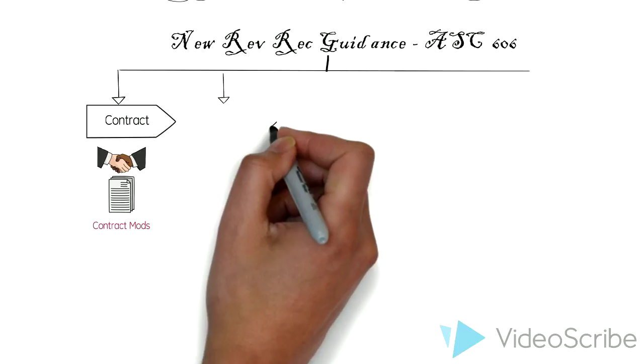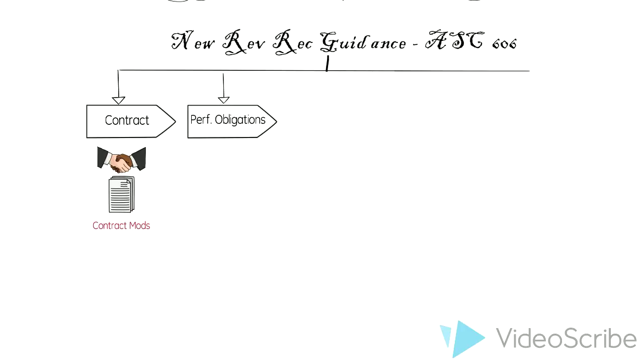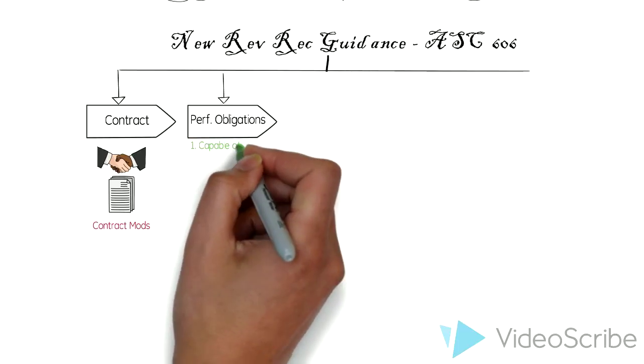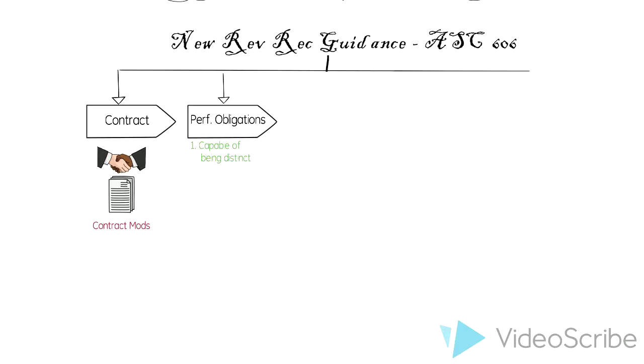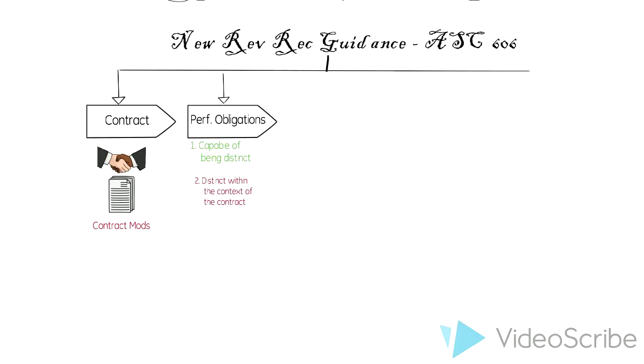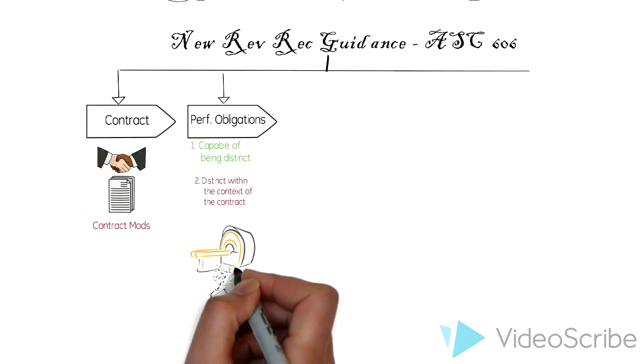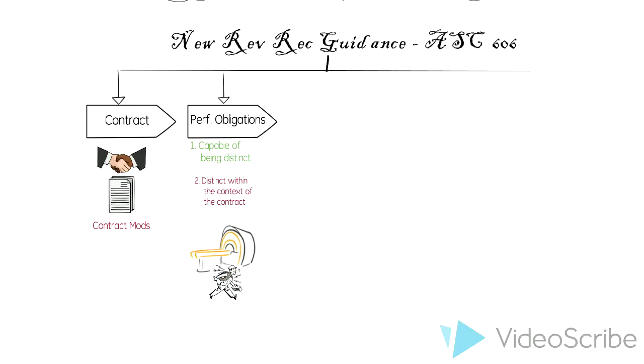Step number 2. Identify the performance obligations in a contract. This involves assessing the promises in a contract for 2 criteria. Number 1, are they capable of being distinct? And number 2, are they distinct within the context of the contract, which is a change from the current standard. It could potentially shift a Rev Rec timing to installation rather than delivery, as an example.